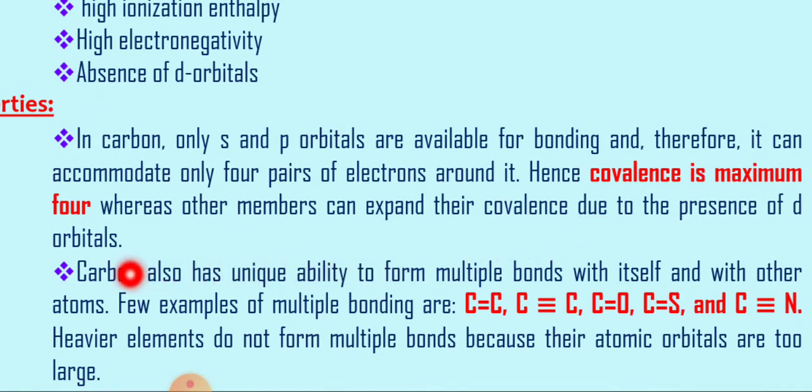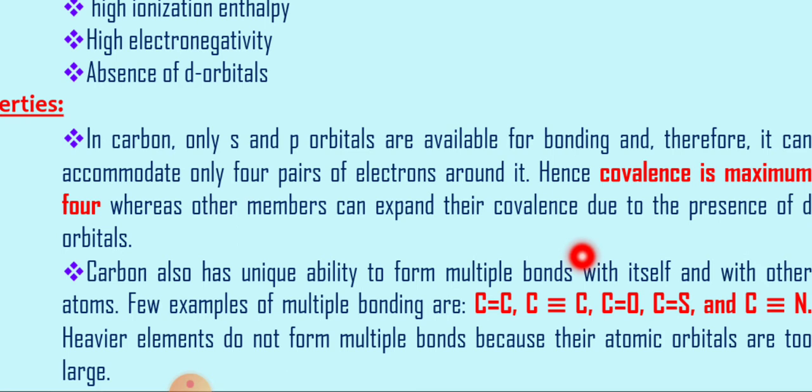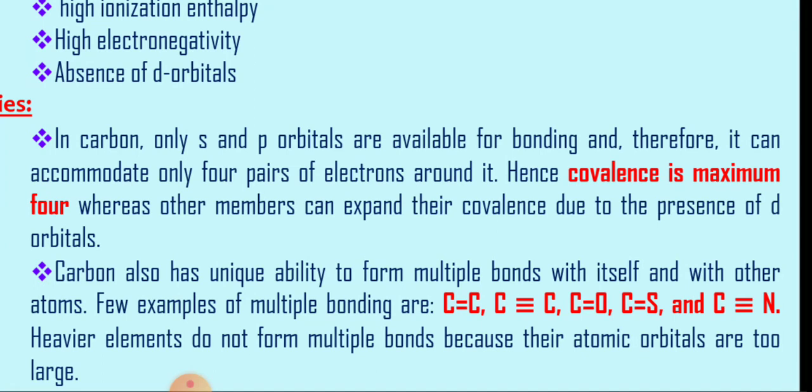Carbon has a unique property, a unique ability to form multiple bonds, double or triple bond, with itself and with other atoms. For example, carbon can form a carbon-carbon double bond, a triple bond with other carbon, a double bond with oxygen, a double bond with sulfur, and a triple bond with nitrogen.